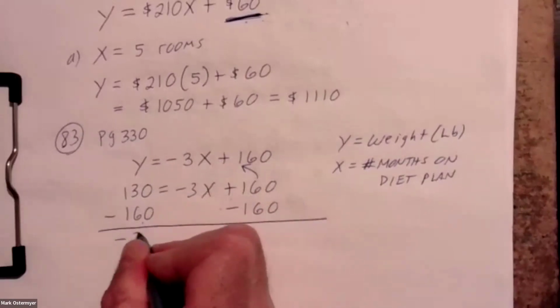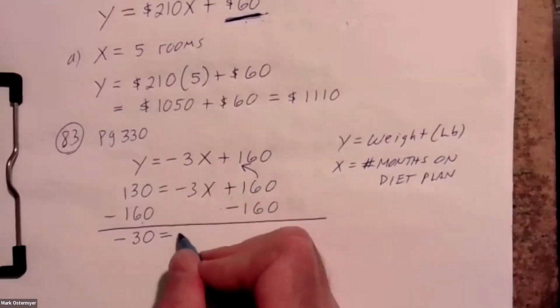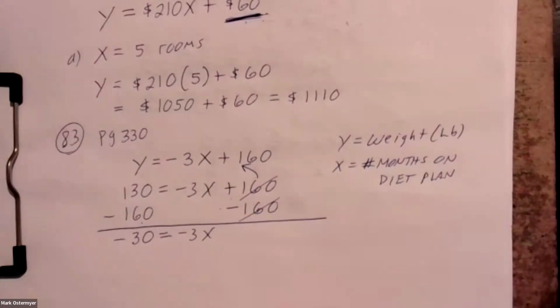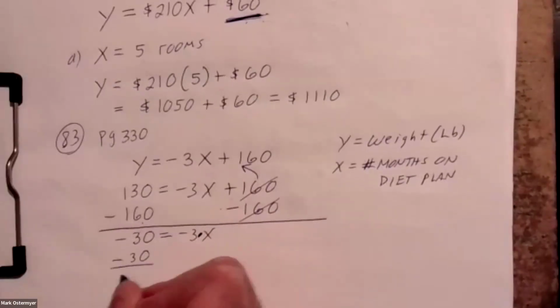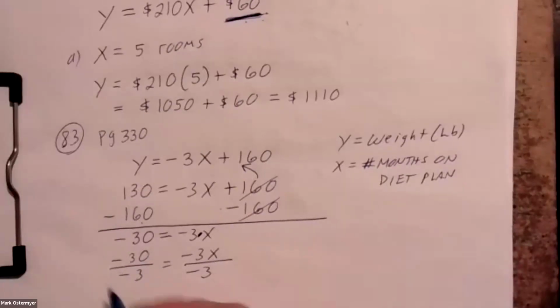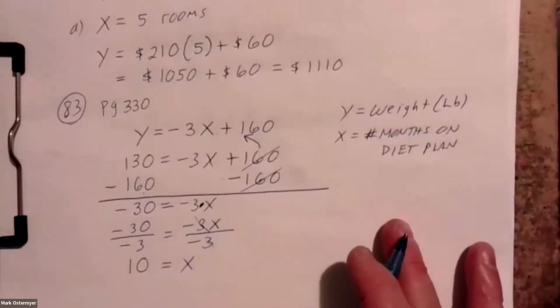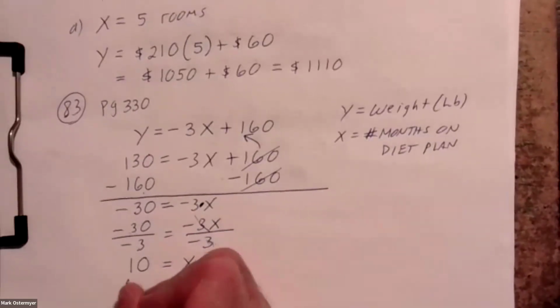130 minus 160 is negative 30 equals negative 3x. And the 160s on the right side drop out to 0. They're gone. Now, how do I solve for X? How do I get X by itself? Divide. We divide both sides by what? Negative 3? Okay. All right, now negative 30 divided by a negative 3, a negative divided by a negative is a what? Positive, so it'll be positive 10. And this is what? Just X, correct? 1X. These reduce down to 1. So how many months must we stay on this diet plan to get down to 130 pounds? 10. 10 months, and we're done, ladies and gentlemen.